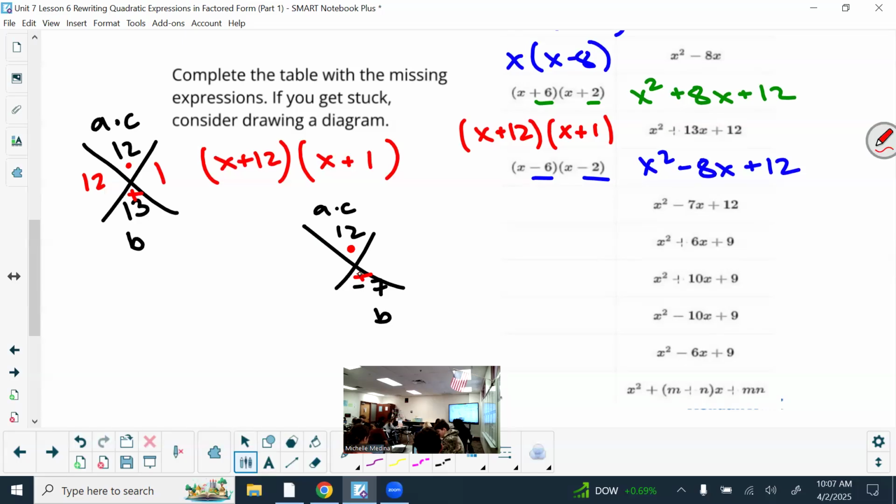Don't say them out loud. Just think about it. Two numbers that multiply to 12 but add to -7. So table 5, what two numbers multiply to 12 that add to -7?